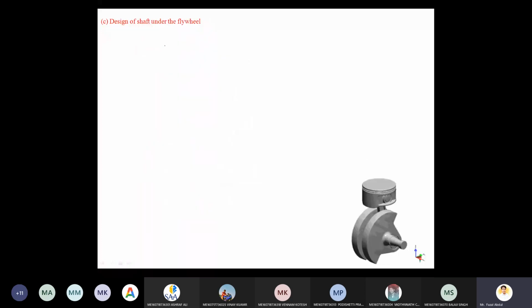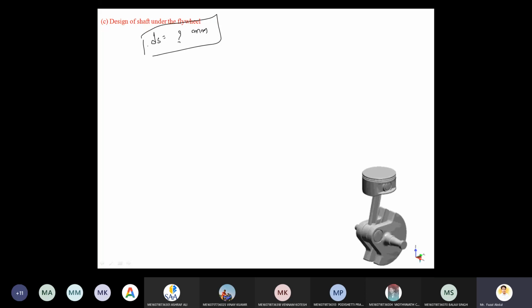Now see, design of shaft under flywheel, nothing but ds, how much? That is in mm. We are designing its physical dimensions, the physical parameters we are calculating. Whatever physical parameters we are calculating here are going to sustain the load or pressure. If the parts are not sustained, what happens? There will be chances of failure. So that's the reason the parameters one by one we are calculating here.